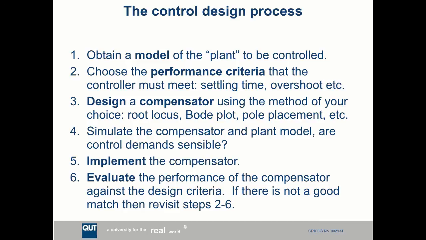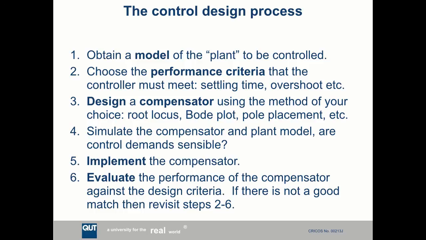So these are all important parts of it. And typically it's iterative, right? You get to the bottom and it's not quite what you'd like, so you go back and you do it all again and again and again until you've got it right. But certainly for a very large plant, step 6, when you actually turn the controller on for the first time, can be a bit of a leap of faith.